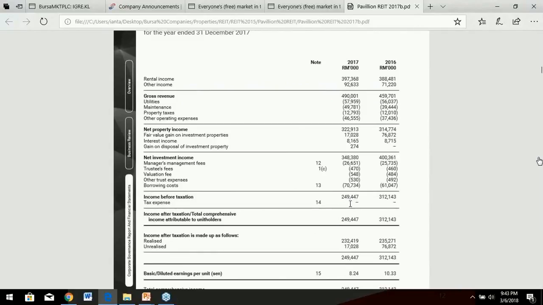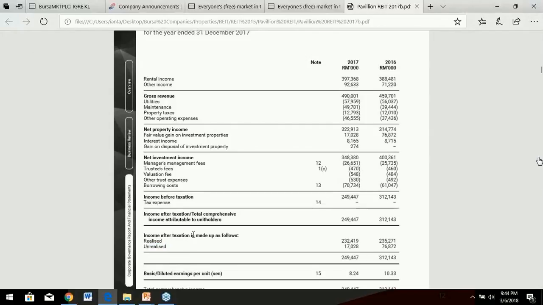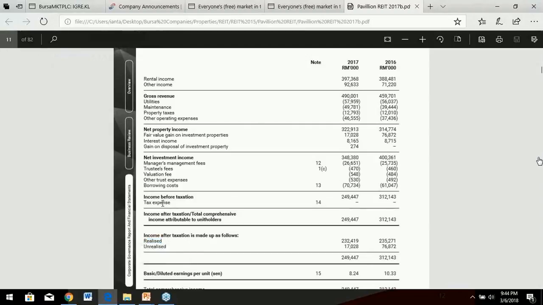will first be broken into two, realized and unrealized. Just now in Bursa Marketplace, you don't have this realized and unrealized thing. Can you see that realized and unrealized are two different things? Realized is cash, unrealized is not cash. It's not shown on the Bursa Marketplace somehow, and I do not know why. That's why I read the annual reports, because I want to know the cash returns, exactly the cash profits that the REIT is making. Okay, so that's the first thing.